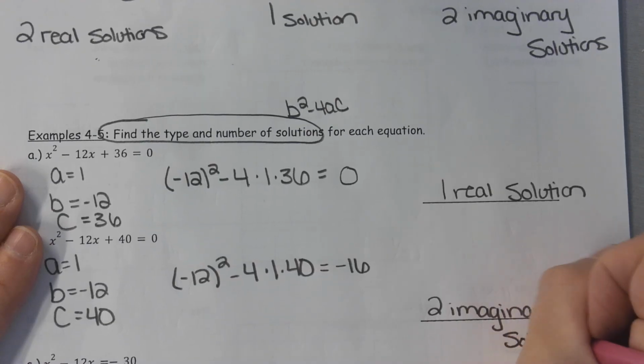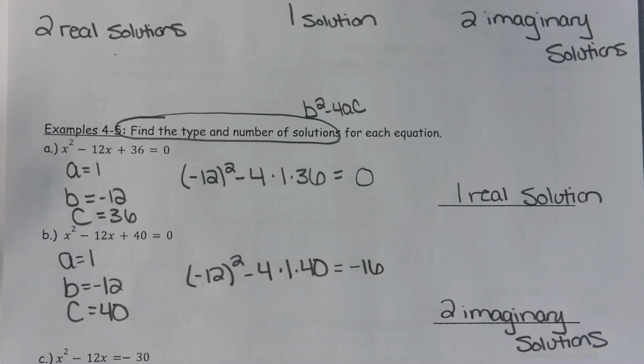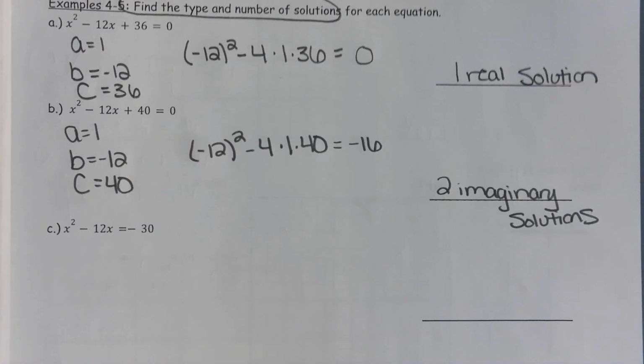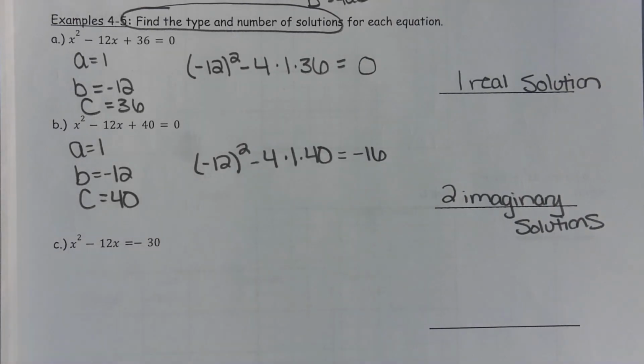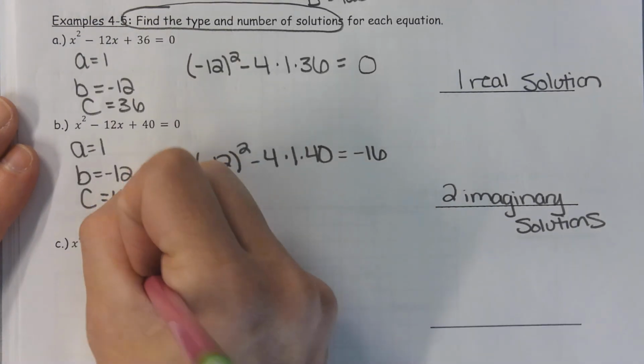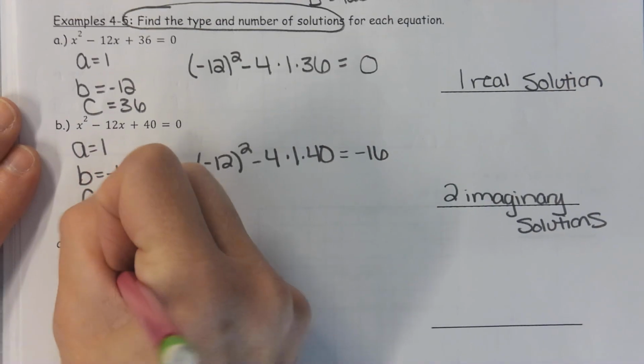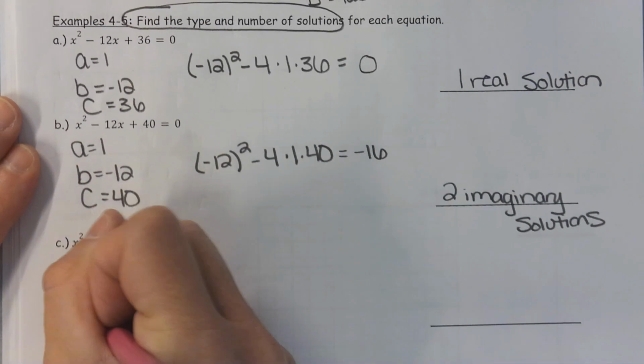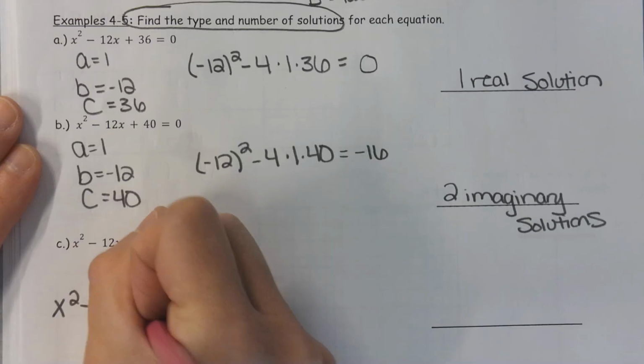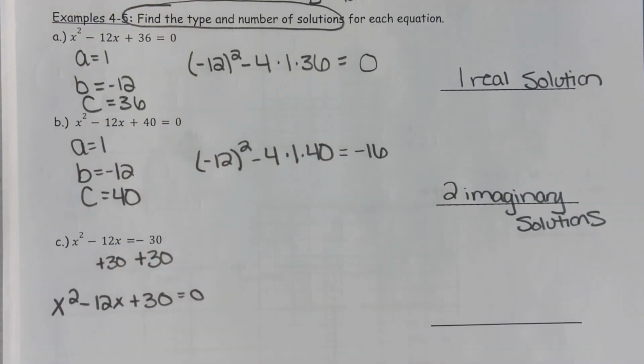Another word you might see written instead of imaginary, just by the way, would be complex. So remember, complex numbers are a combination of real and imaginary things. So you could say 2 complex or 2 imaginary solutions. Either way, doesn't matter. Ooh, the last one I can't do right away. What should I do first before I pull out A, B, and C? Add the 30. Yeah. Move the 30 over so it's with its other buddies. X squared minus 12x plus 30 equals 0. So we want to make sure it's set equal to 0 before we do anything.